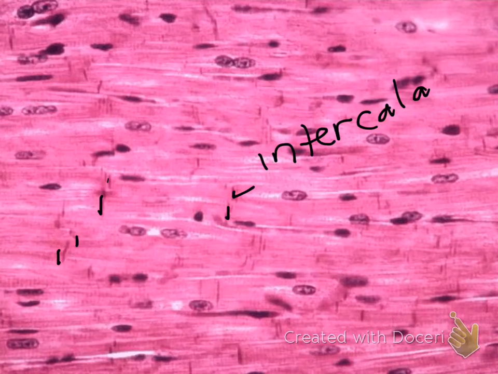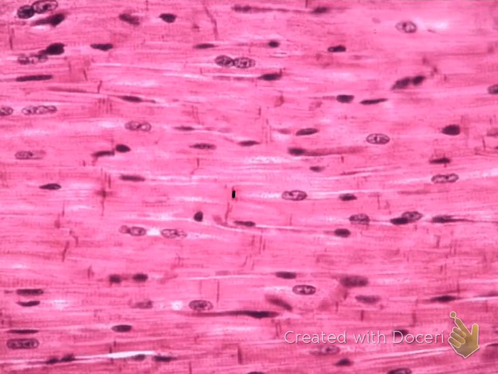One of the most obvious features that you see in this tissue is these dark bands, these dark lines. These are called intercalated discs. And intercalated discs are only found in cardiac muscle tissue. Other features of cardiac muscle tissue is the centrally located nuclei, and they're singular. There is one nucleus per cell.